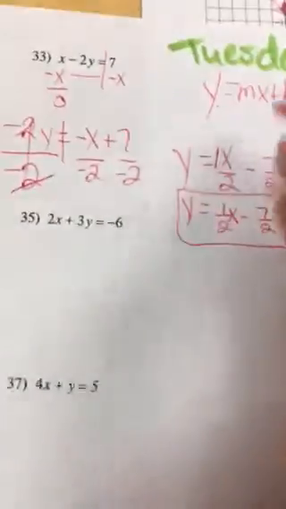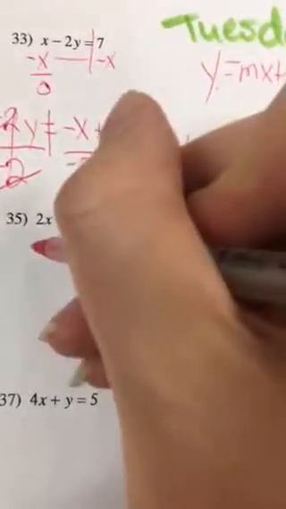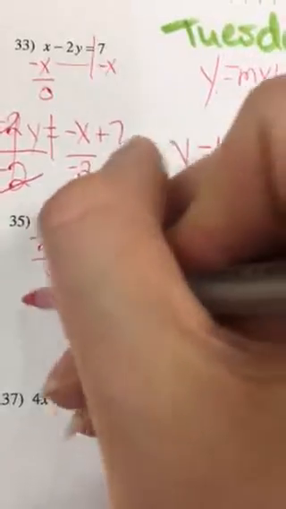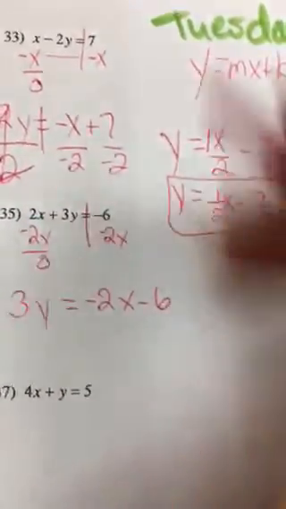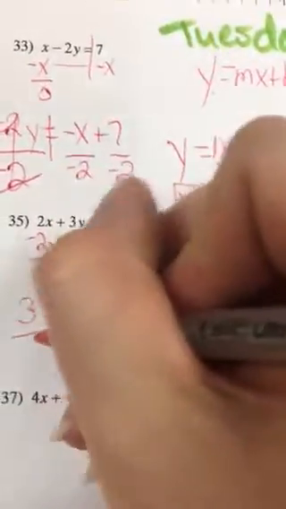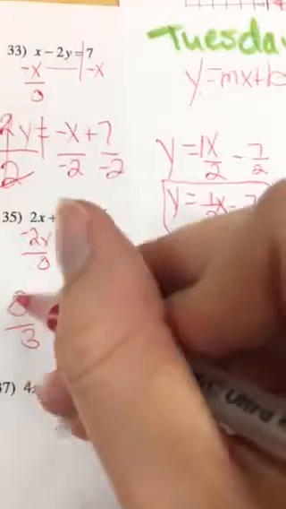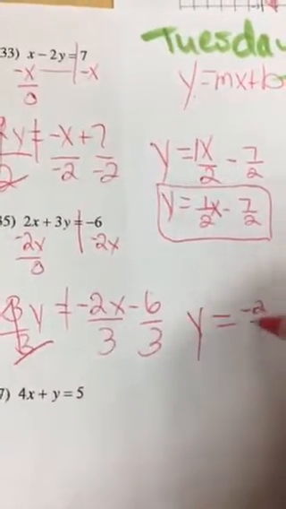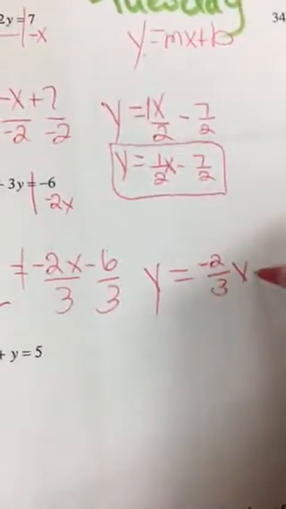Okay, coming back together for number 35, I'm going to subtract 2x from both sides. I'm left with 3y equals negative 2x minus 6. And I'm going to divide by 3. On the left side, I'm left with y equals negative 2/3 x. Negative 6 divided by 3 is a minus 2.